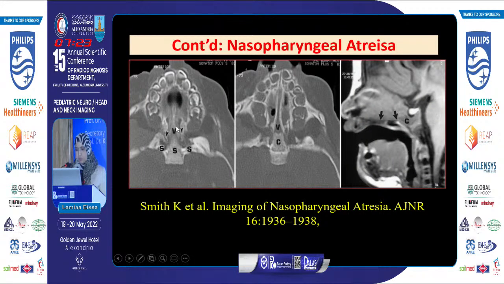So in these images here, the vomer is fused to the skull base, and here we don't have any developed nasal cavity. We have here the oral cavity, but there is no nasal cavity at all because the hard palate is fused to the skull base, and we don't have any nasopharynx even.